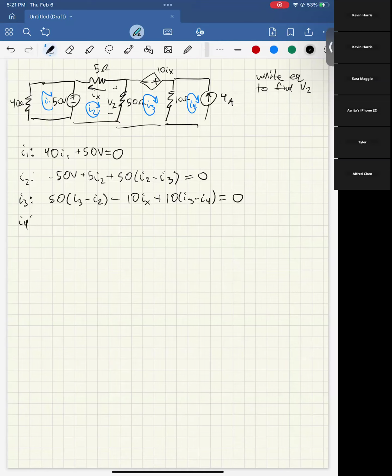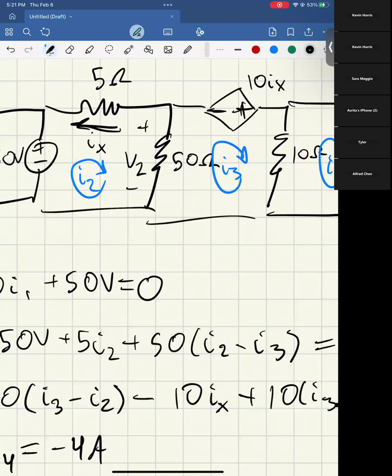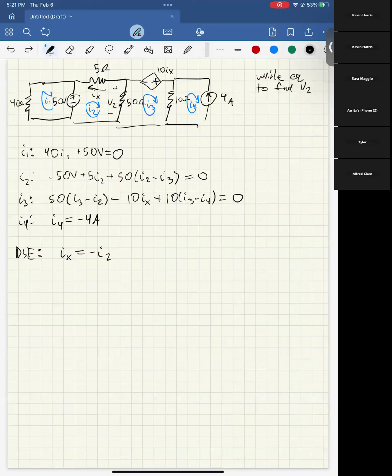And then for I4, since there's a current source, we can simply say I4 equals negative 4 amps. And since we have the dependent source, we have to write the dependent source equation, or you could write this as the IX equation, whatever you want. IX is simply going to be negative I2, because IX is defined as this current but we've already defined I2 going the other way. So you can very simply just write it like that. And this would be the whole question.